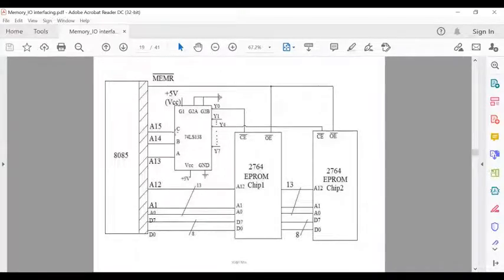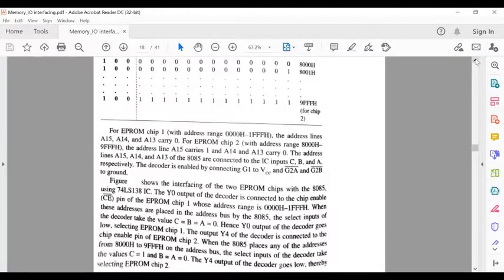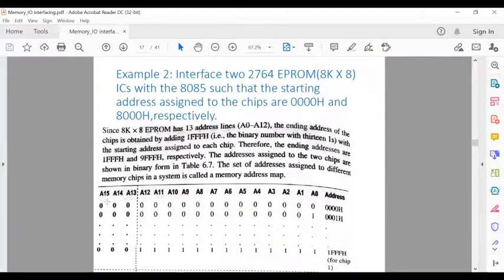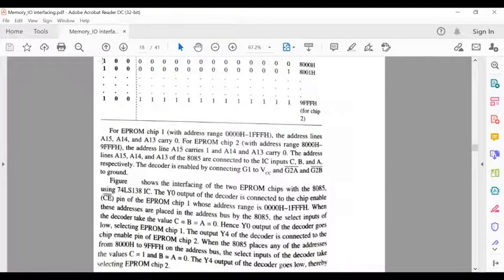Now, what was your condition? Check it out. One time these three lines will be 000 for EPROM 1, and for EPROM 2 these three lines will be 100. Is it clear? This is the A13 line, A14, A15. So the A13 line needs to be connected with decoder IC input A, the A14 line to input B, and the A15 line to input C.